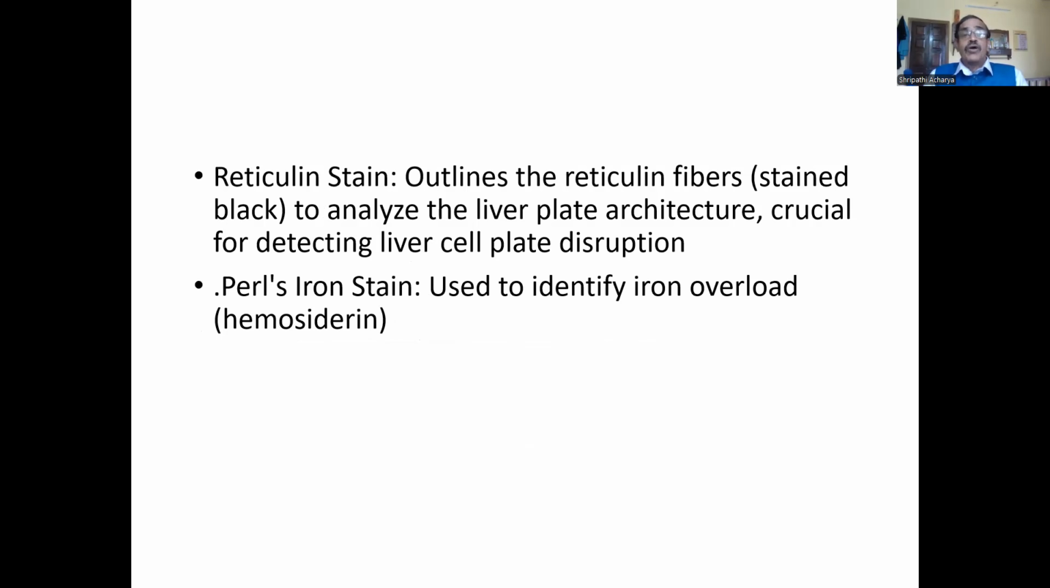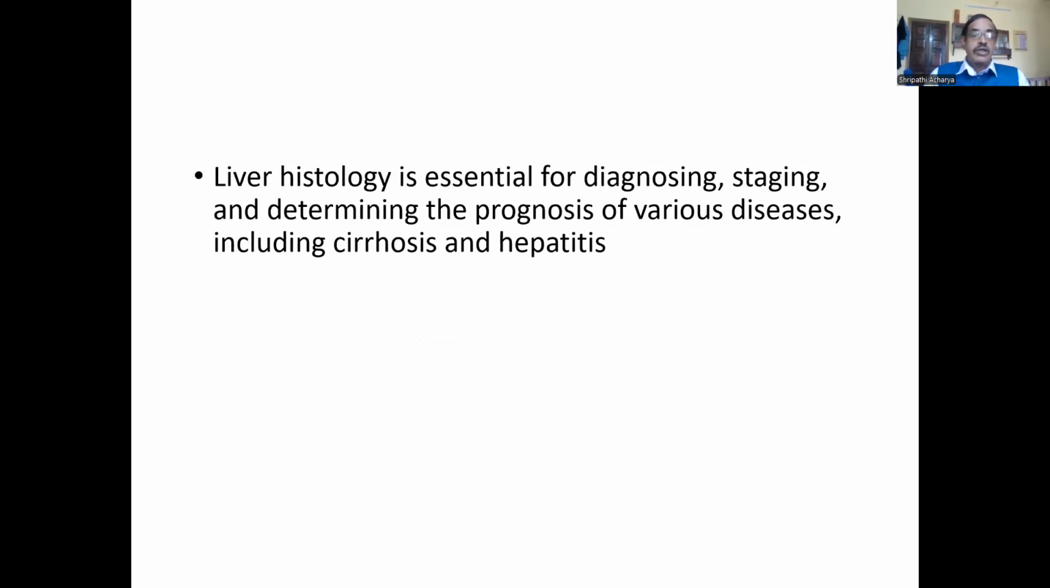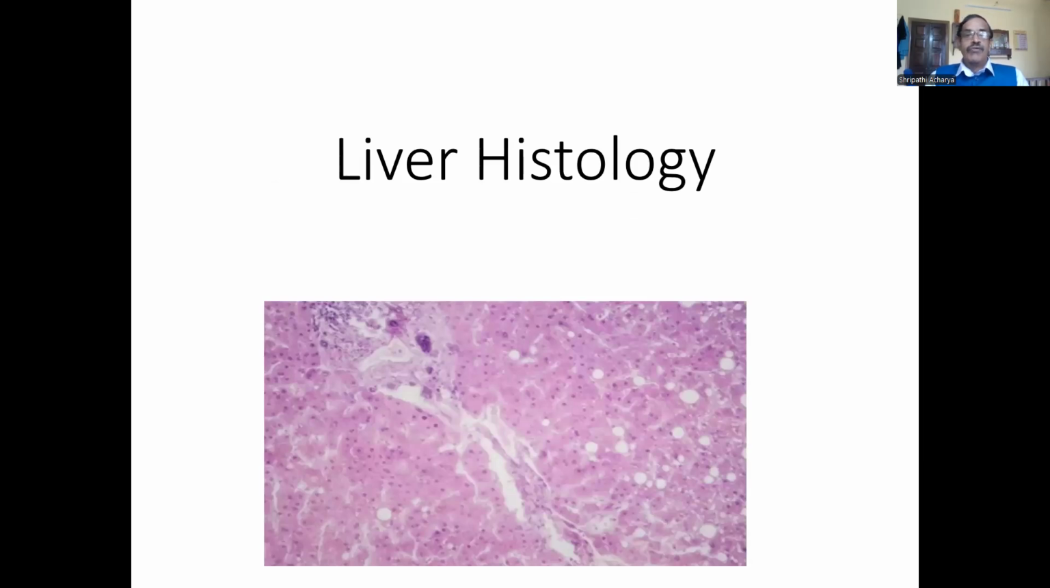Reticulin stain outlines the reticulin fibers, stained black, to analyze the liver plate architecture, crucial for detecting liver cell plate disruption. Next is Perls' iron stain, used to identify iron overload, same as hemosiderin. Liver histology is essential for diagnosing, staging, and determining the prognosis of various diseases, including cirrhosis and hepatitis. Some more slides of liver histology.